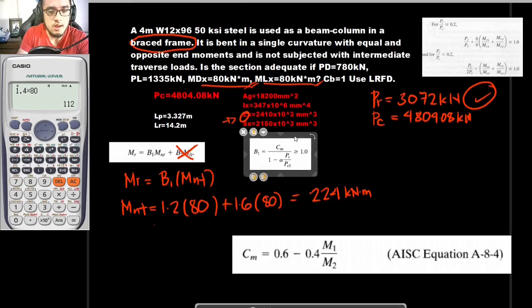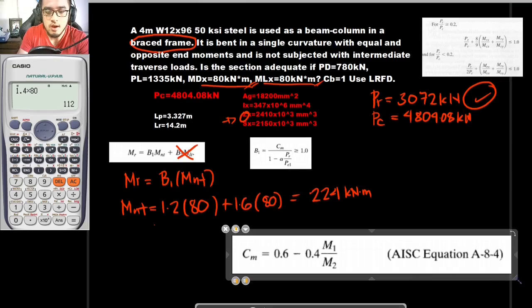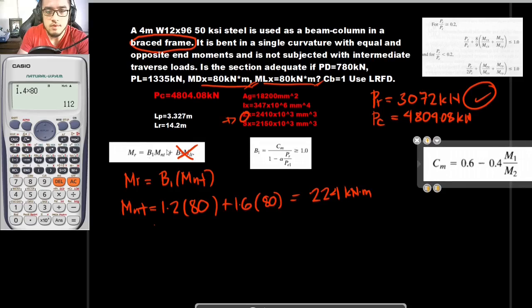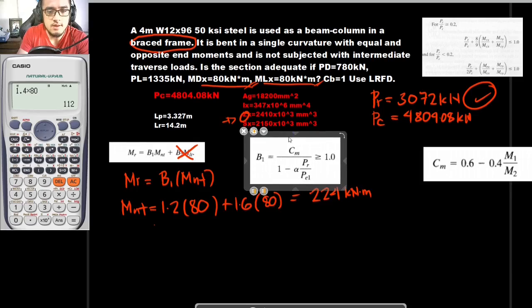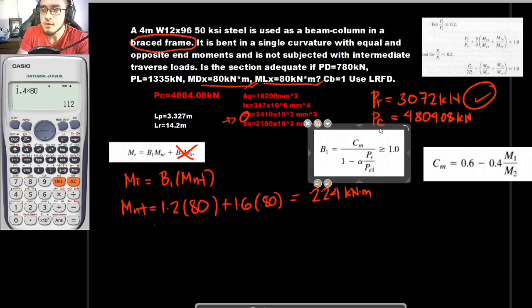So lagay natin dito. Then ito lagay natin dito. So ayan. Can you see this, guys? By the way, itong betas of 1, mabasa nyo ba? Yes, sir. Okay, so ayan. Let's solve for betas of 1. So, by the way, let's solve for Cm first.